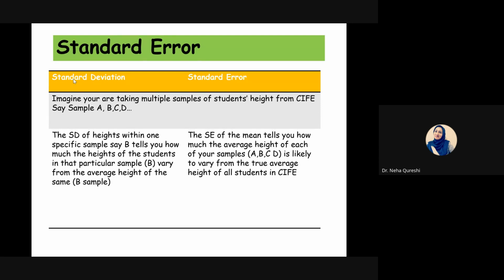Now, standard error, on the other hand, pools the mean of all these 4 groups and then tells you how much that differs from your true population mean. Fine. So this is the difference between your standard deviation and standard error.